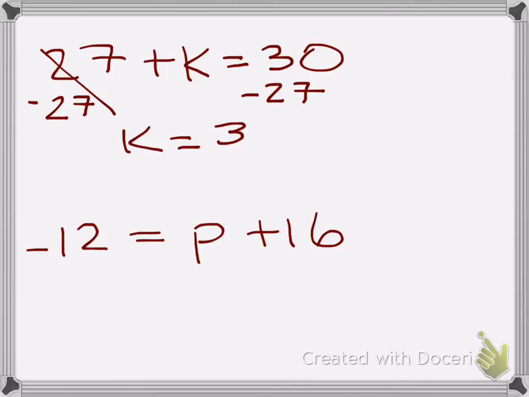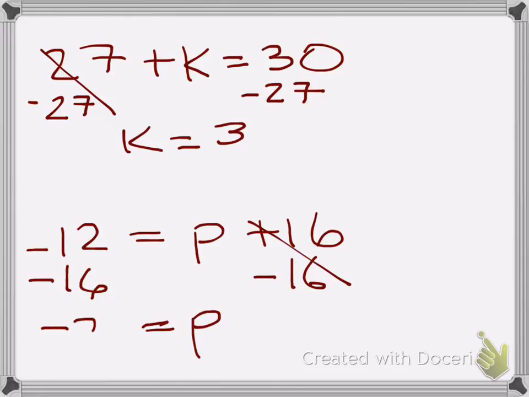Again, we're using the subtraction property of equality. I'm starting on the side with the variable, and I'm subtracting the 16 to make this side 0 and to have p by itself. So p would be by itself, and I'm doing negative 12 minus 16, which gives me negative 28.